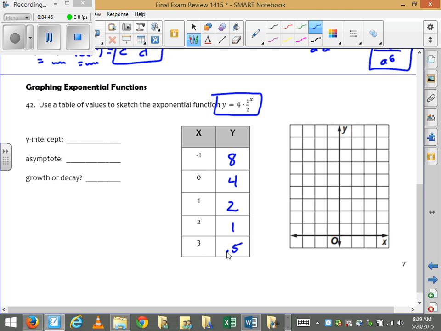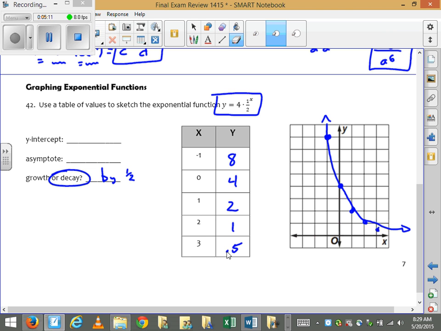So now we plot the points: negative 1, 8; 0, 4; 1, 2; 2, 1; 3, 0.5. So what we have here is exponential decay, decaying by 1/2 or 0.5.